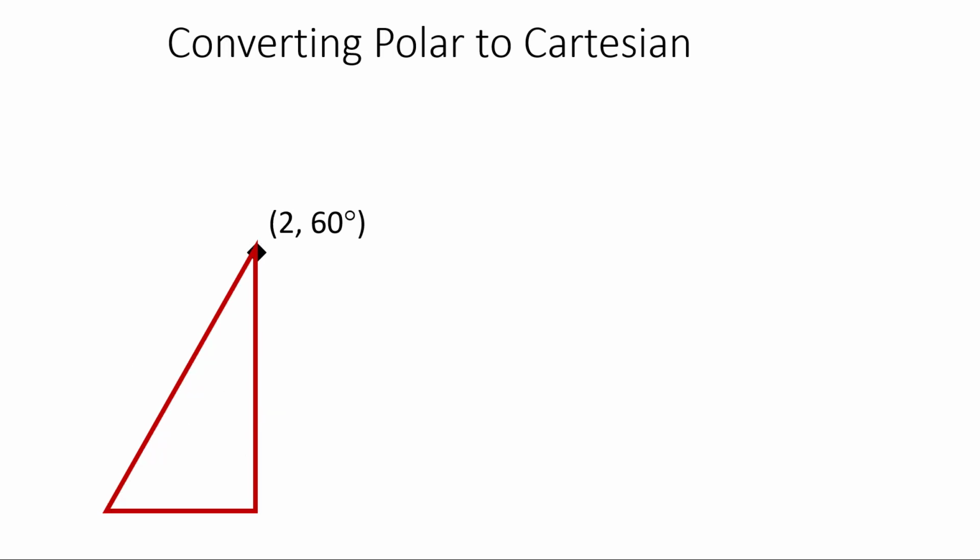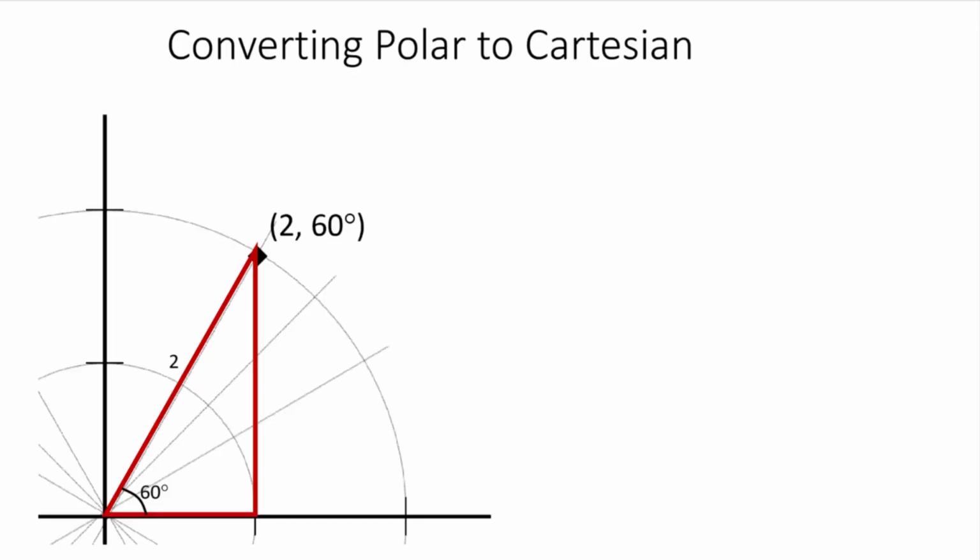That angle down there is the 60 degrees, and the 2 is going to be the hypotenuse. So you've got a right triangle with an angle of 60 and a hypotenuse of 2. And now you have to figure out what the XY coordinates are that go along with that. All right, so let's see what we can do with this.